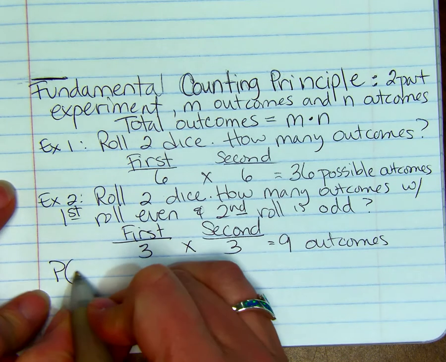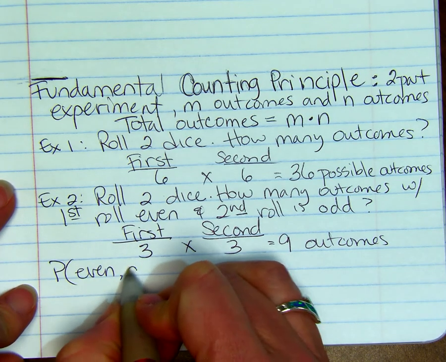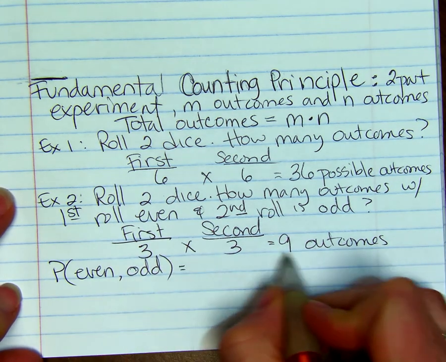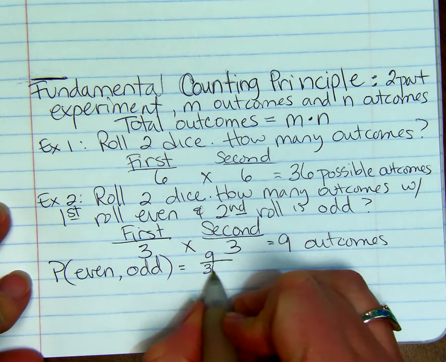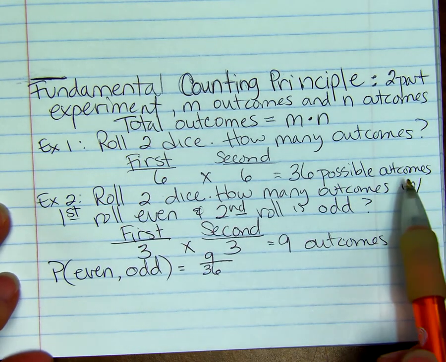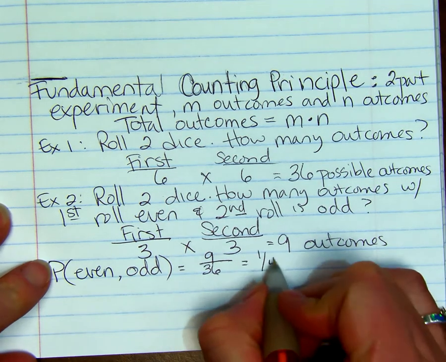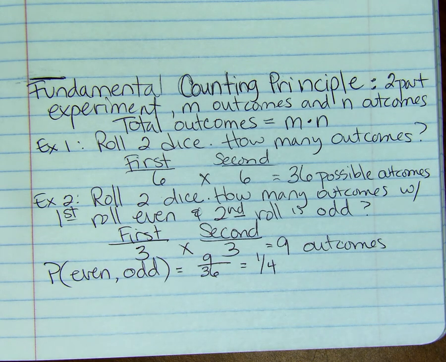If we wanted to find the probability of getting an even on the first one and an odd on the second roll, there's 9 possible ways out of 36 possible outcomes when you roll 2 dice. So 9/36, or 1/4 of the time, you'll get 1 even and 1 odd number when you roll 2 dice.